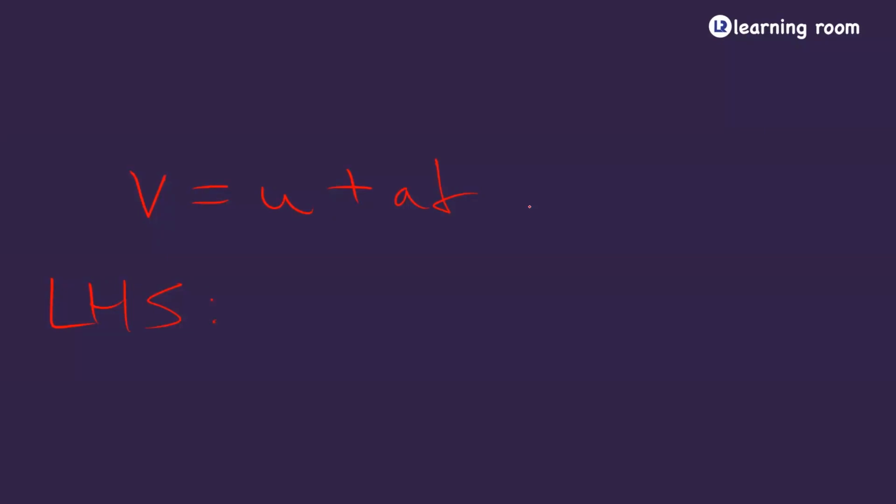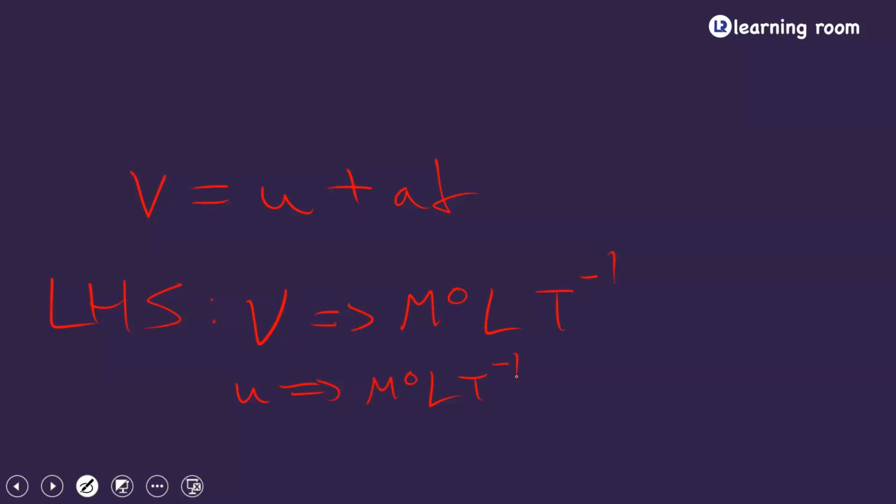So the confusion right now is the 2. On the LHS V, what are we getting? M to the power 0 L T minus 1. If you do the same thing for U also, you will get M naught L T minus 1, obviously. For AT also you will get M naught L T minus 1. So the problem is at the RHS: can I add these two up and get 2 M naught L T minus 1? No, we don't add it up.